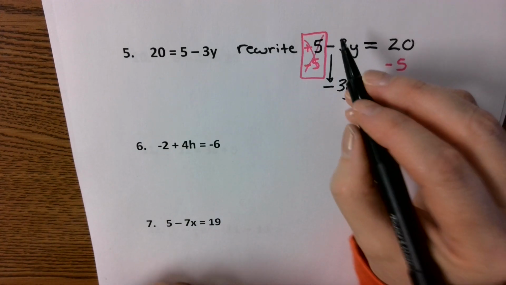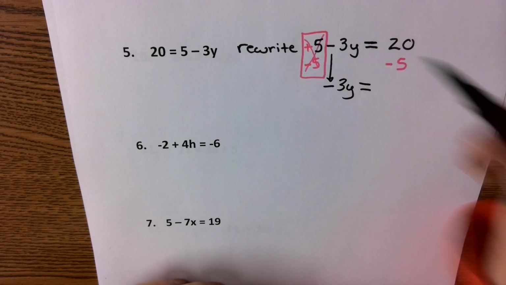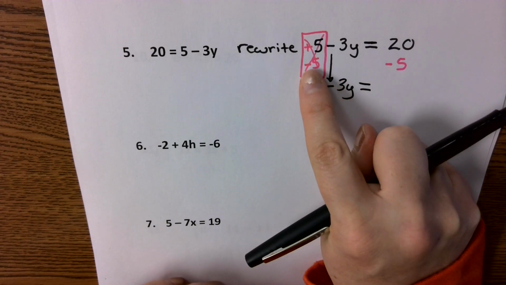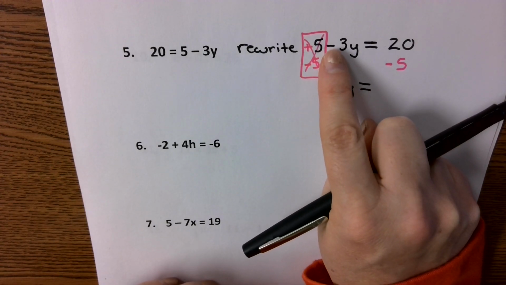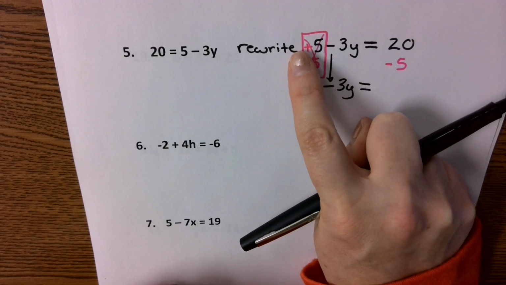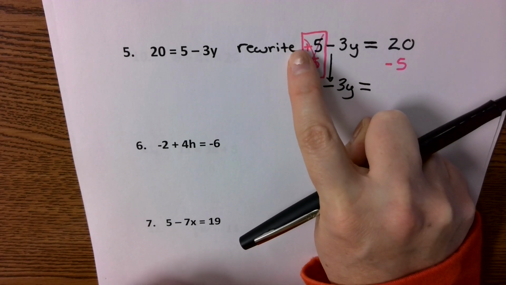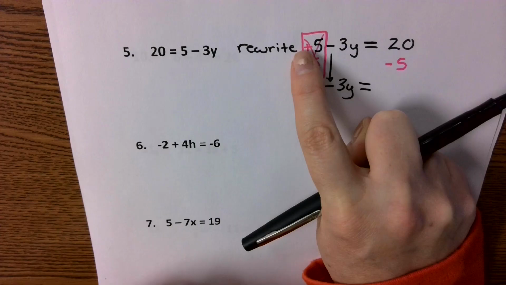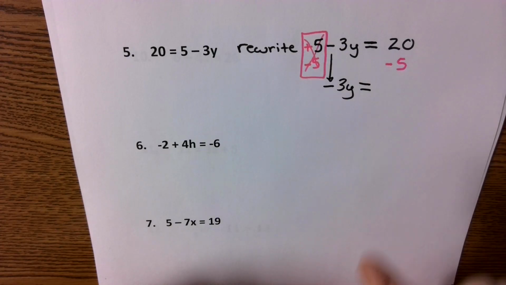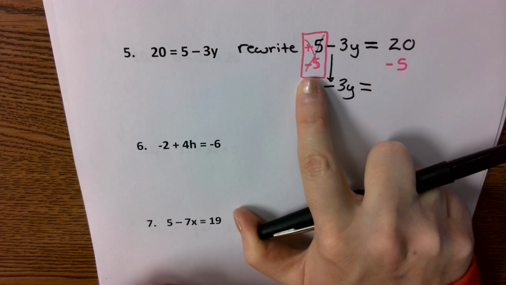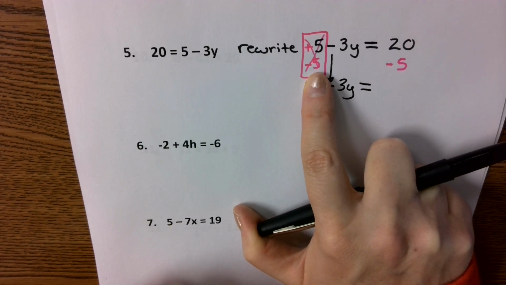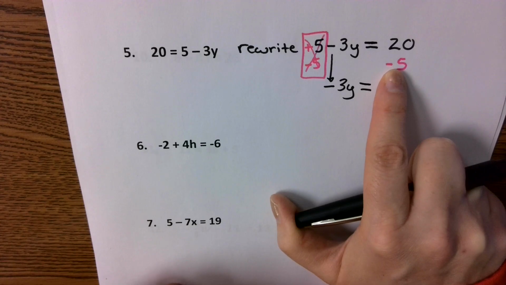Okay? Does everybody understand? We are not going to subtract a 5 even though we see a subtraction sign, because that subtraction sign does not belong to the 5. We are not subtracting 5. It does not say minus 5. That 5 is positive, and the only way we can get rid of that positive 5 is to subtract 5 from it. So then we subtract 5 from the other side.